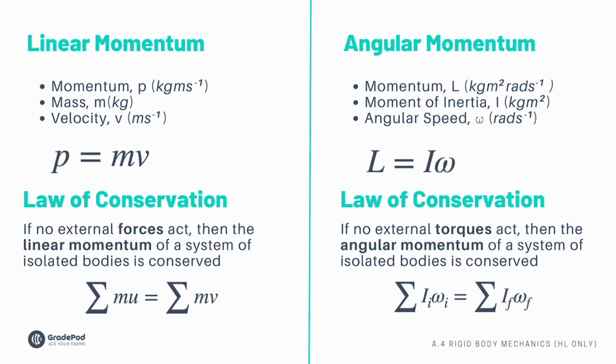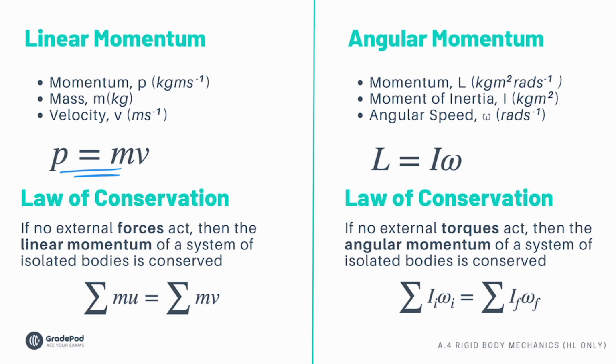Linear momentum is p equals mv. Angular momentum, well, the equivalent of mass in angular momentum is moment of inertia. And the equivalent of velocity in angular momentum is angular speed. So the equation for angular momentum is L, that's the term we give it, equals I omega.